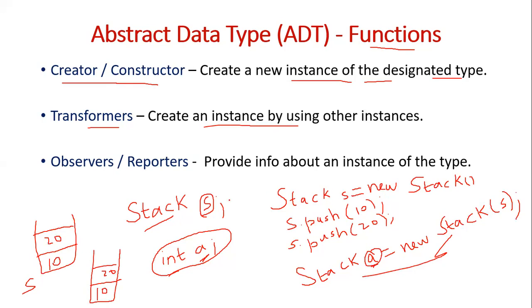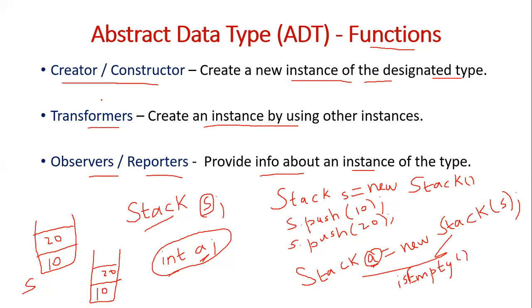Okay. And also the other type of function you may have is observers or reporters. They don't modify the stack. This observer or reporter function won't modify that particular object, but they will provide information about the instance of a particular type. Say for example, is empty, we have discussed previously. This function will never modify that object stack. It will just say whether stack is empty or not. Similarly, is full. It will not change the content of the stack. It will just say whether stack is full or not. So it will say true or false. So such functions are called observers or reporters.